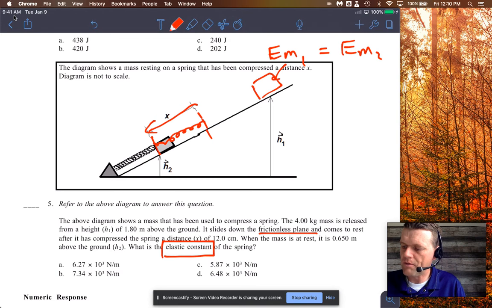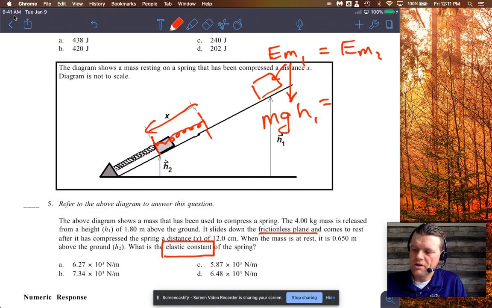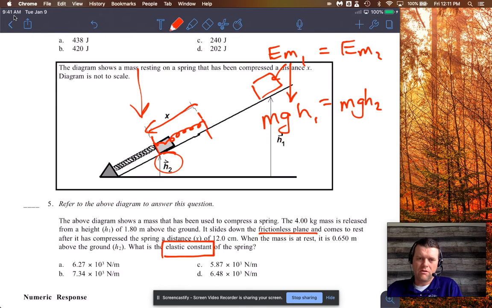the mechanical energy problems. So EM1 at the very top here, because it's released from a height, that means it was released from 0, essentially, is what we're assuming. So the only energy that it has in position 1 is mgh1. It only has gravitational potential energy up here. But then if you look at position number 2, down here, it still has some gravitational potential energy because it has a height. It's not quite to the ground.